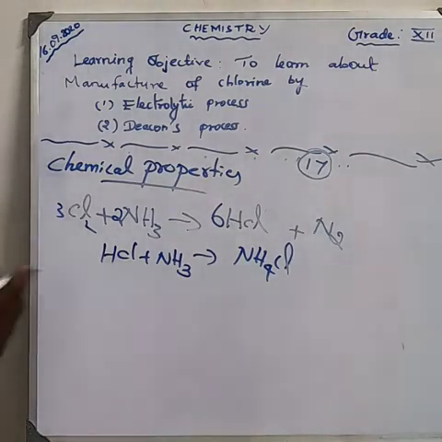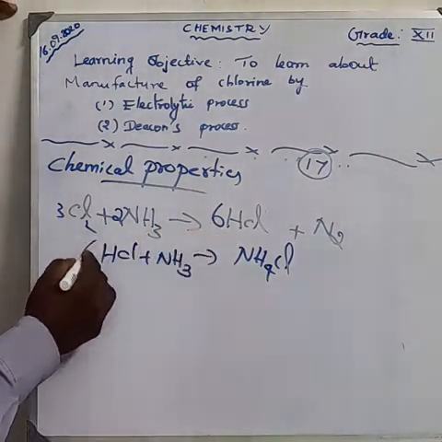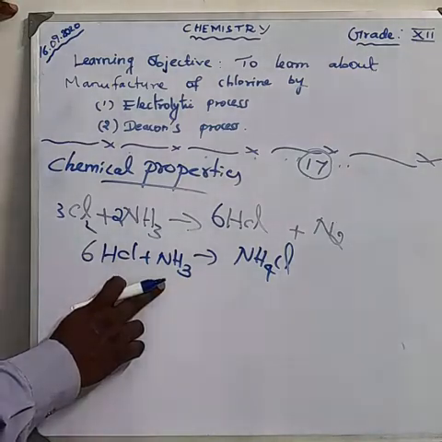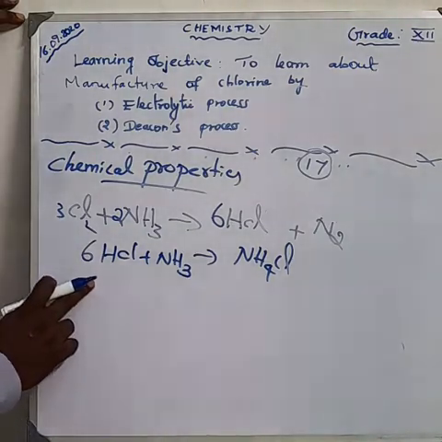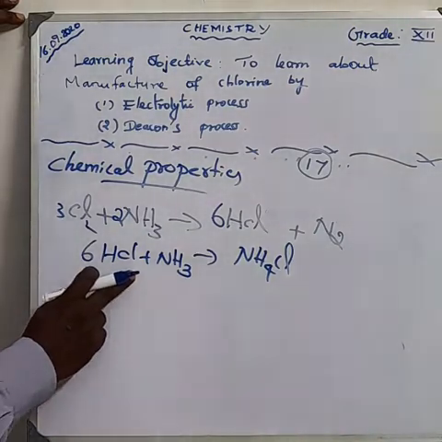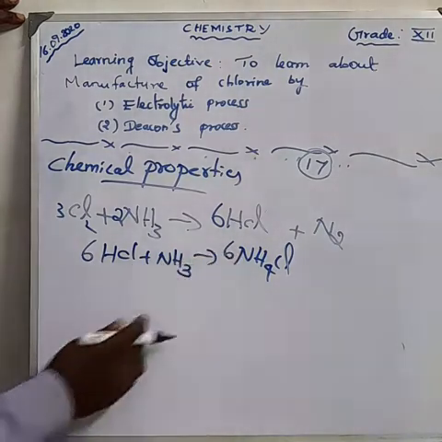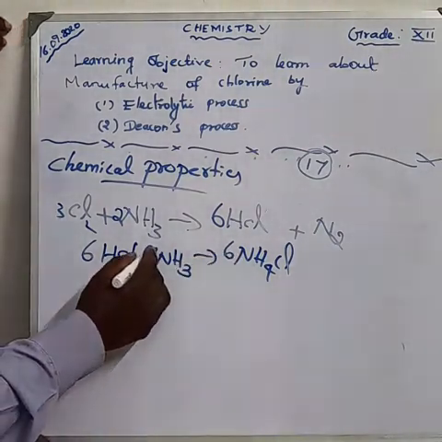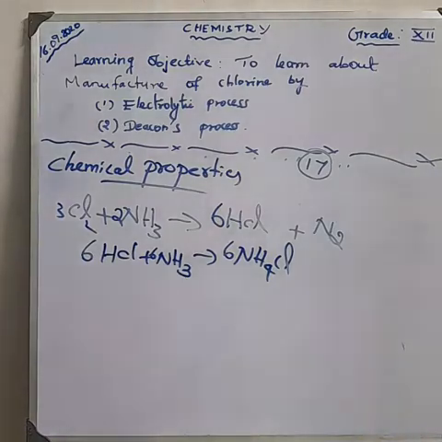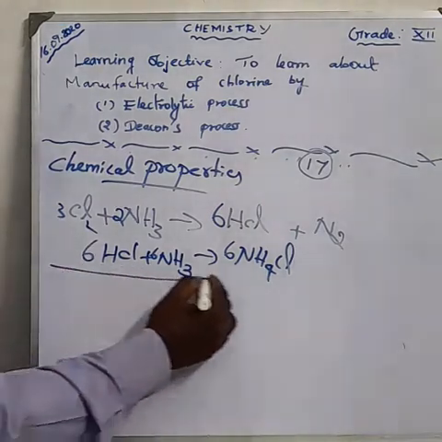Next, this 6 hydrochloric acid combines with ammonia to form what's the product? 6 ammonium chloride. That is, we are taking 6 ammonia. Now the equation is balanced. Okay. First one is about the excess of ammonia reaction. Now we are expecting the overall reaction.